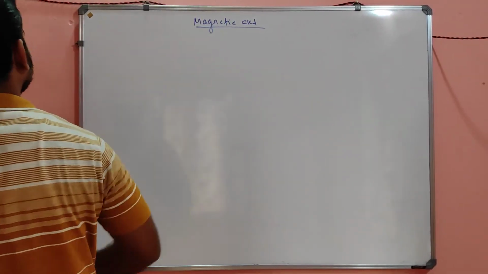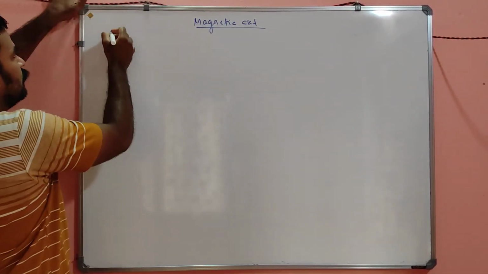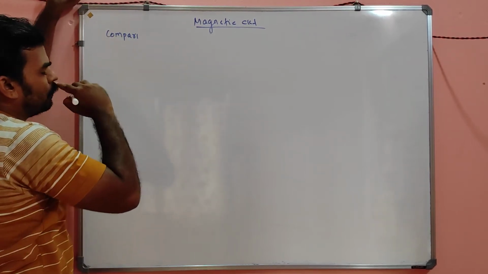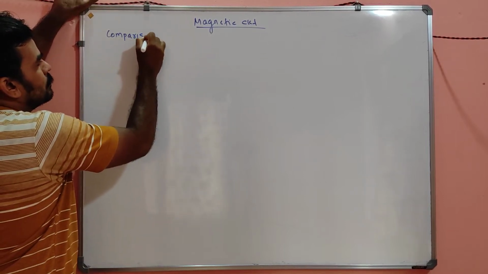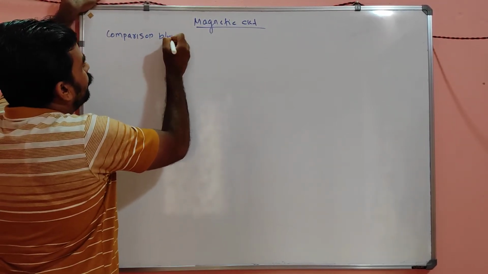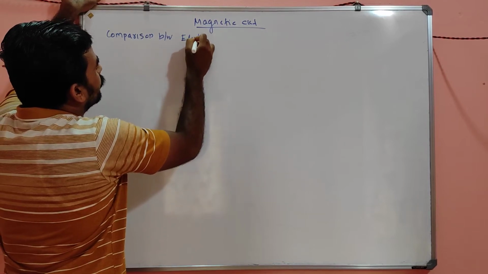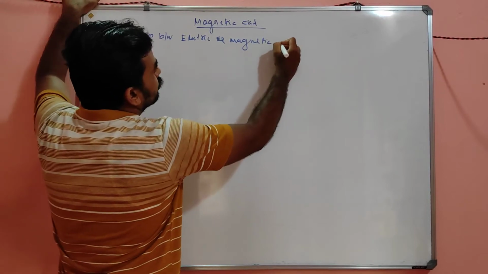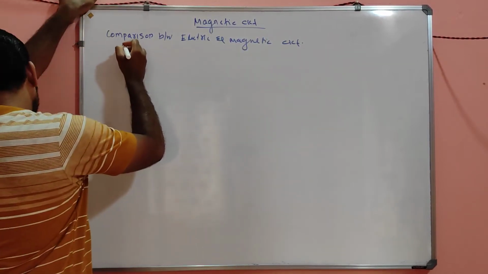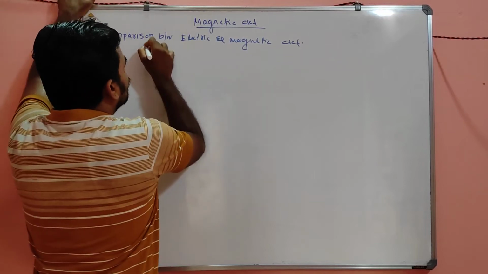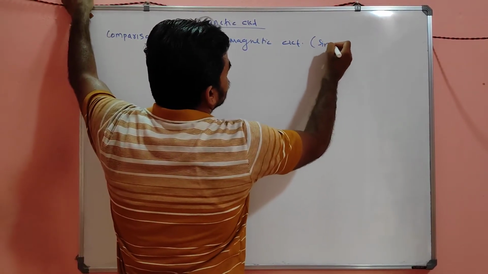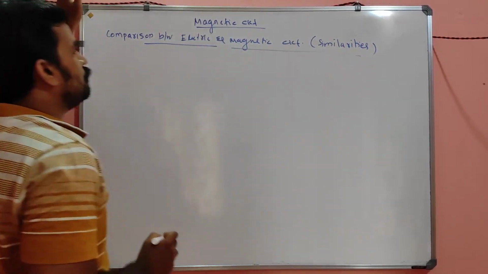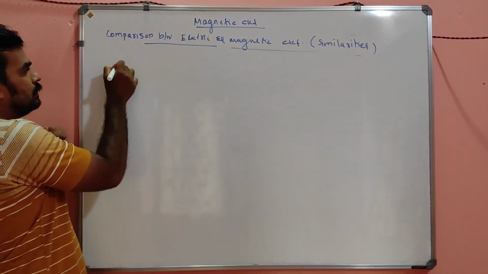Next, comparison between electric and magnetic circuits. This you have already been taught in first year, right? So let's first take the similarities, then we will go for the dissimilarities. Okay, first similarities.